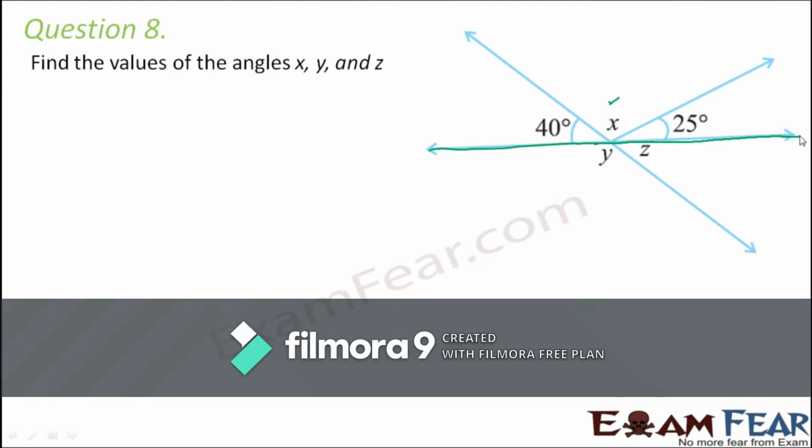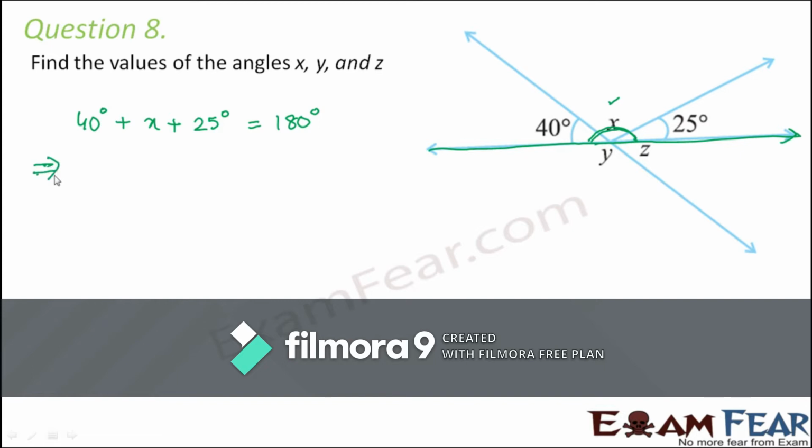So what does that mean? That means that this entire angle would be 180 degrees. So we can say that 40 degrees plus x plus 25 degrees is equal to 180 degrees, because all these angles together form a straight line, and a straight line is 180 degrees.